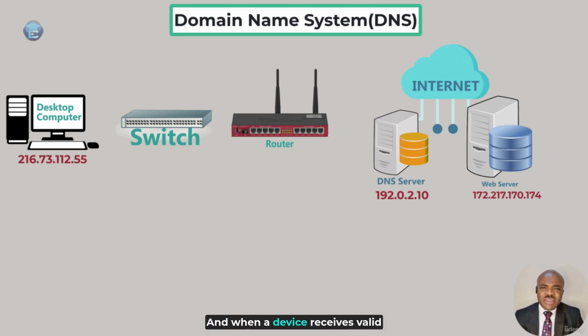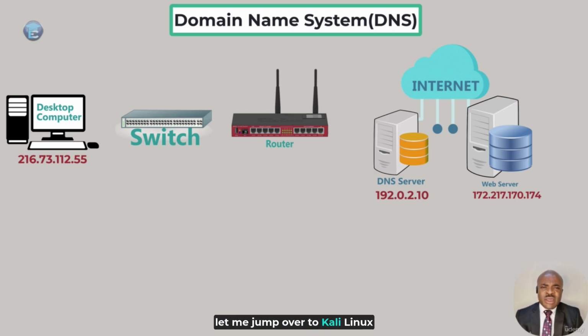192.0.2.10. And when a device receives valid IP addressing information, often through DHCP assignment, or maybe it's manually assigned, the network adapter is notified about the DNS server that it should use. And that DNS server's IP address is saved with the addressing configuration for the network adapter.